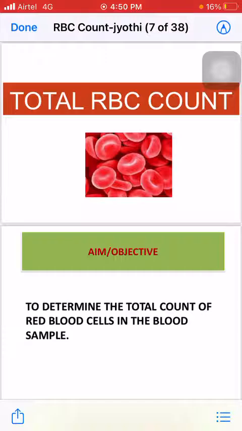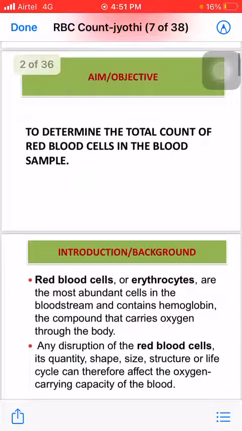Hello girls, now let's learn about total RBC count. So we know that blood is composed of cells and one type of cell present in the blood is RBC. So we are going to determine the total RBC cells present in the blood sample.